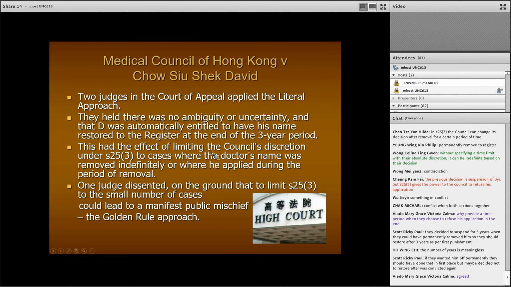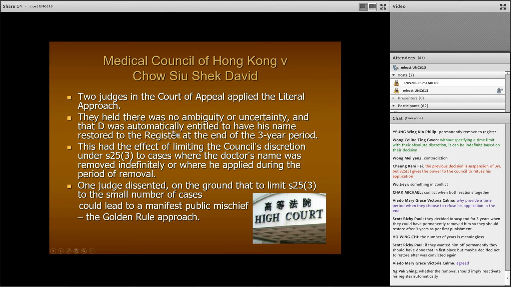This had the effect of limiting the counsel's discretion under Section 25, Subsection 3, to cases where the doctor's name was removed indefinitely or where he applied during the period of removal. So in the restoration, we have 2 possible interpretations, just like the case of Yun Sek On. The first one is that the restoration is automatic. So on the expiry of the period, the restoration will be automatic.